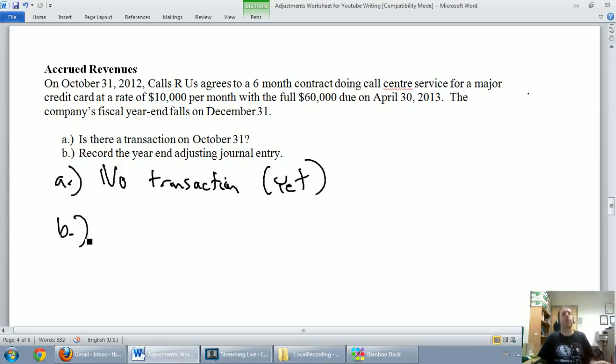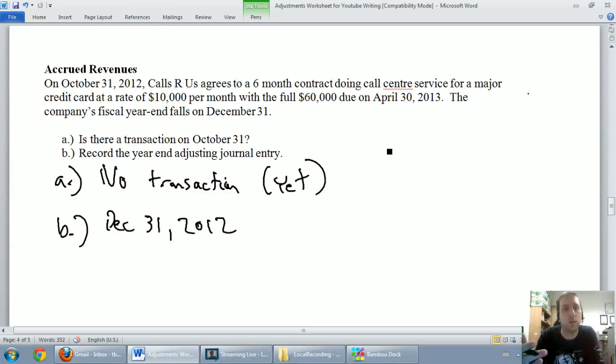For part B, though, record the year-end adjusting journal entry. Well, our year-end date is December 31st, 2012. And what we've got to say here is how much revenue has been earned, but we haven't got the money yet. And the answer here, well, first of all, we're making an assumption that we've delivered on our promise. We've done the call center work. We signed up in October, we've done November, and we've done December, and we've done it properly. That's an assumption in the question, but let's go with it.